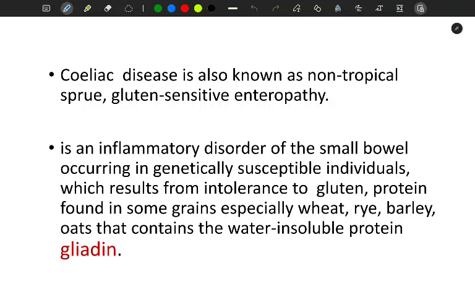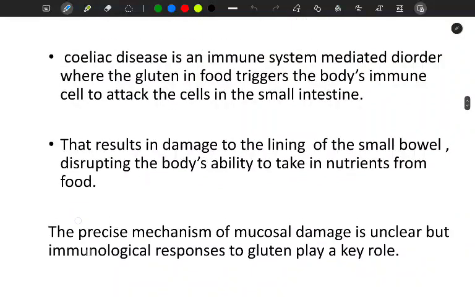Celiac disease results from intolerance to gluten, a protein found in some grains, especially wheat, barley, and rye. Oats contain a water-soluble protein related to gliadin. Gliadin triggers the immune system, and because of genetic susceptibility, patients most of the time develop antibodies against gliadin, which causes damage to the cell wall, the mucous membrane, and the enterocytes.